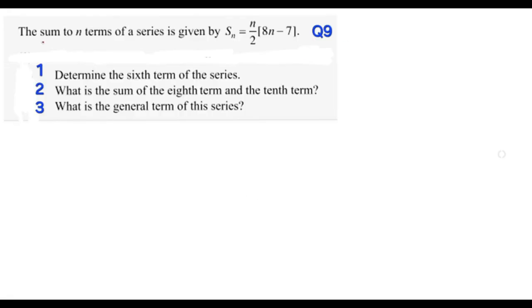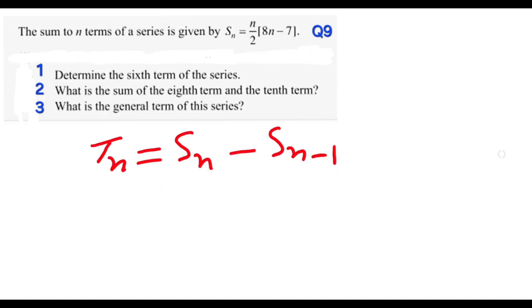Question 9, last question. The sum of n terms of a series is given by Sn is equal to n over 2 parentheses 8n minus 7. So he already calculated the sum formula for you. The first question, determine the sixth term of the series. This type of question, when you need to determine the terms from a sum formula, very important, we're going to use this formula: Tn is equal to Sn minus Sn minus 1.